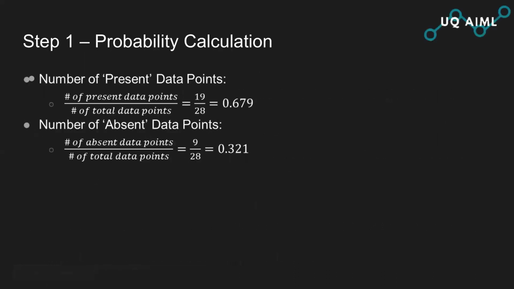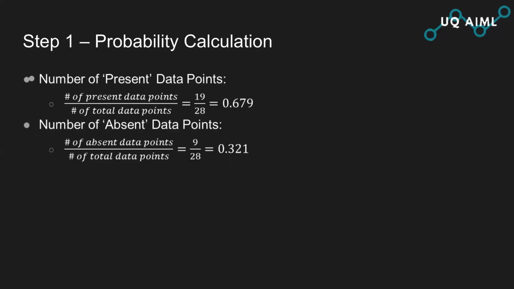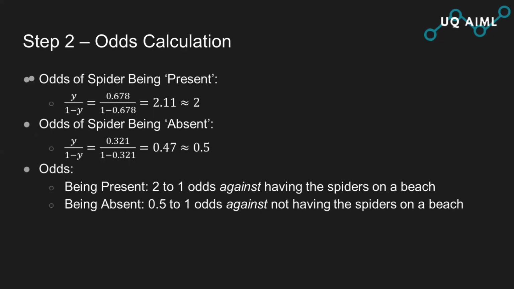So the first step is calculating the probability of spiders being there or not. I've quickly shown how that is. It's pretty basic. It's just the number of times present was repeated in the raw data against the total. And I've done the same thing for present and absent. So I counted those up, and then I would put these values in the odds expression, which is step 2, to find out the odds of the spider being present and absent.